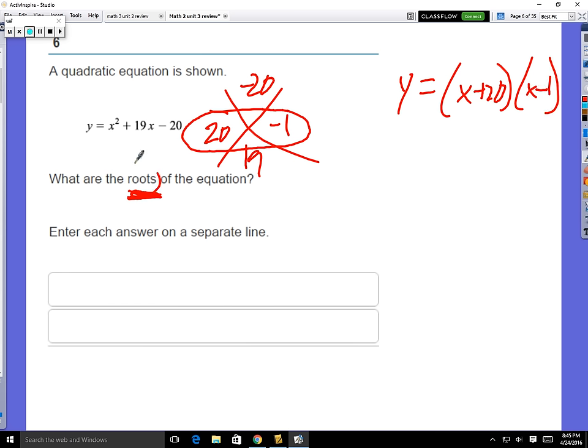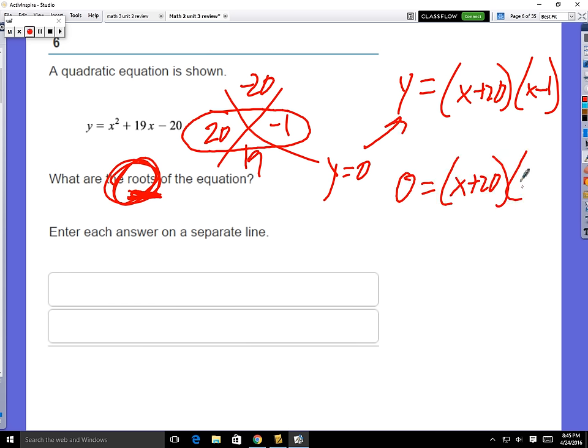And the roots are when y equals 0. So let's put 0 here. If I go 0 equals x plus 20 and x minus 1, that means x is equal to a minus 20 or a plus 1. So a minus 20 and a plus 1.